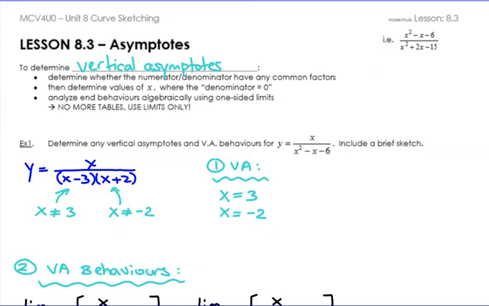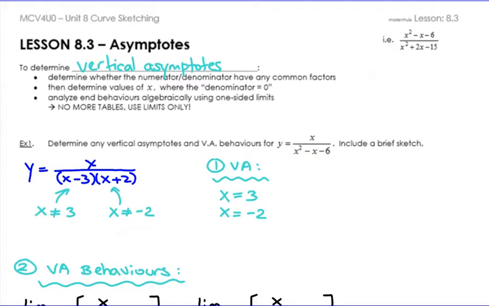This video is on lesson 8.3 and we're going to be going over asymptotes. So I'm going to assume that you guys know about asymptotes. These are lines that your function never touches but gets really close to. I mean, sometimes it touches it, but for the most part, it just usually brushes really close to it. And so we learned about that in advanced functions.